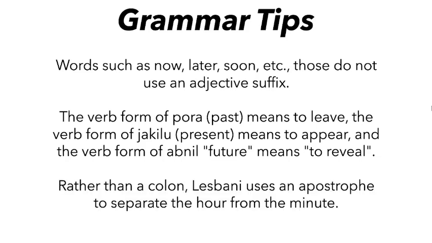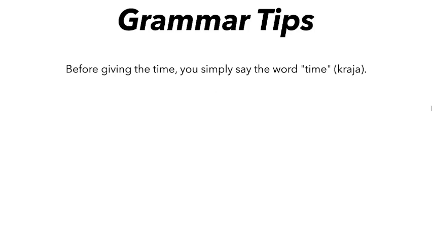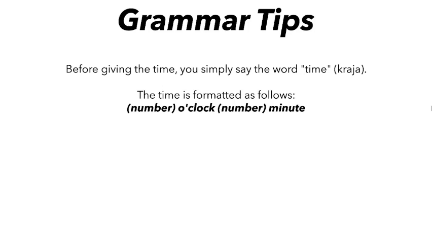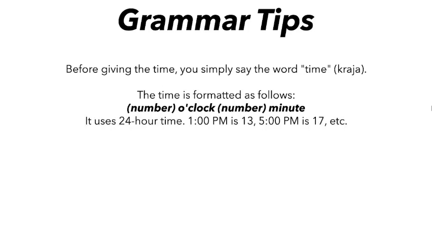And then rather than a colon, because if you remember, we already used those for ordinal numbers, like Vetyabash, Hushkabash, all those. Lesbani uses an apostrophe to separate the hour from the minute when you're telling the time. Before giving the time, you just simply say the word kraya, which means time. And the time is formatted as follows. We have number, o'clock, or mika, number, minute. And it uses 24-hour time, so that means 1 p.m. is 13, 5 p.m. 17, etc.